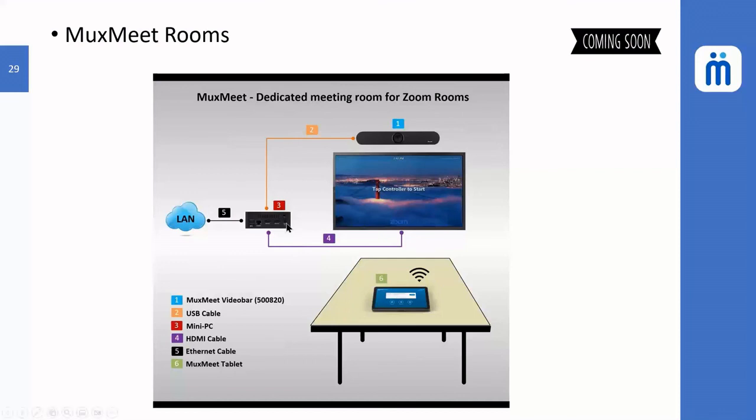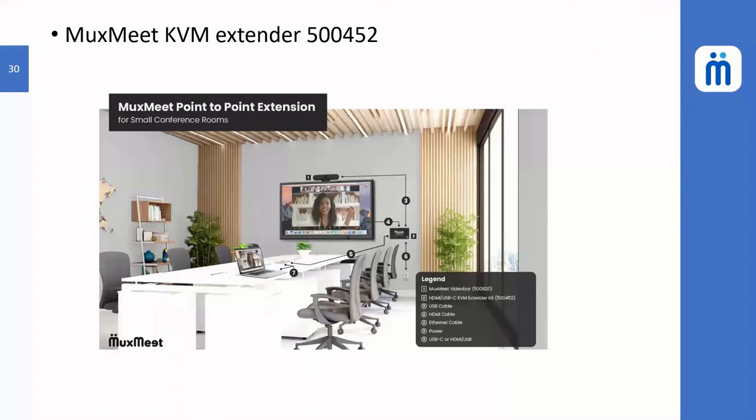So this is also another very simple setup. You just get your Zoom computer connected to the video bar. From there, go to the display, connect everything to the LAN so that you have a connection to the internet, and turn on your tablet and start controlling your meeting. So this is another important solution that we are providing.